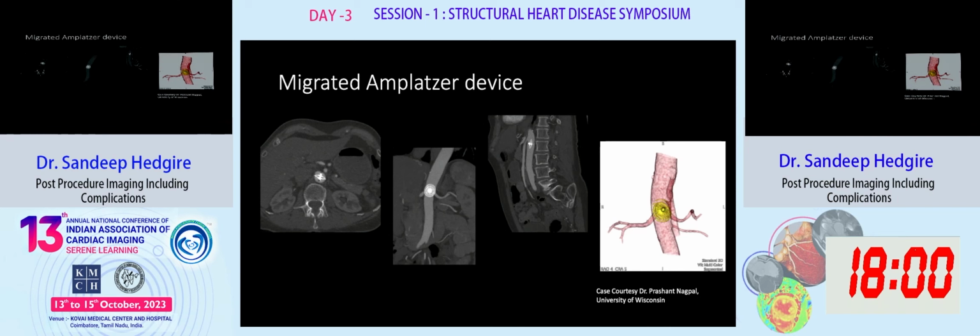Coming back to this migrated device, the question was, where did the device go? Because they did an echo and didn't see the device. So we decided to do a CT, and we found the device lodged at the level of the proximal abdominal aorta.